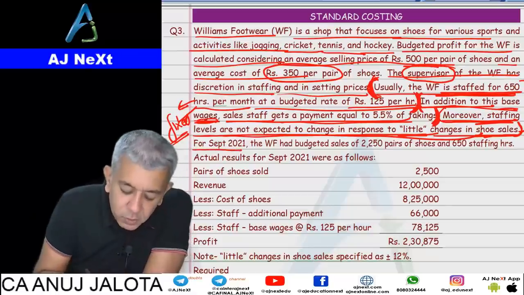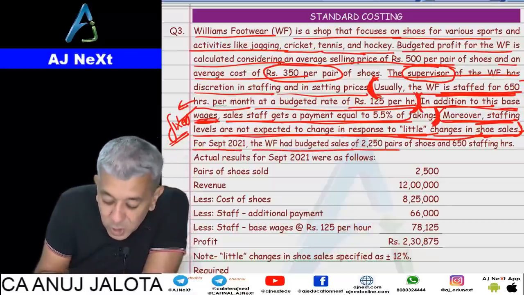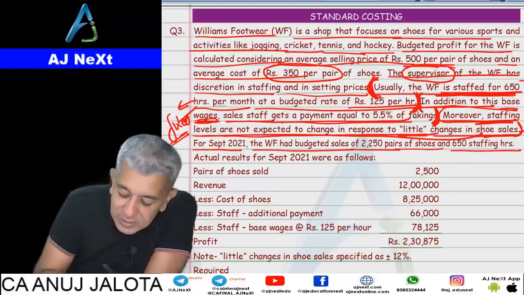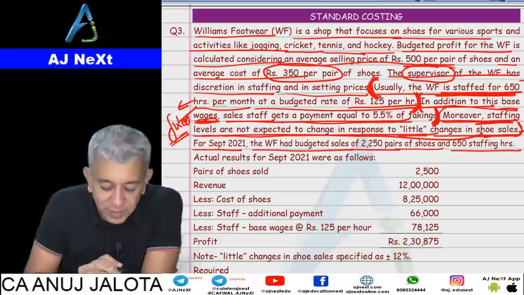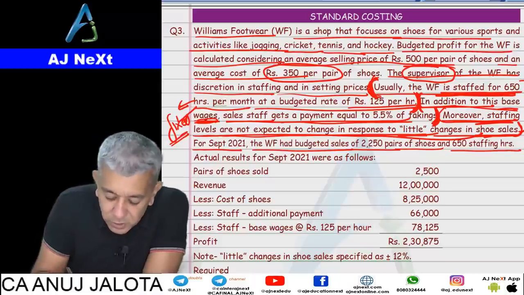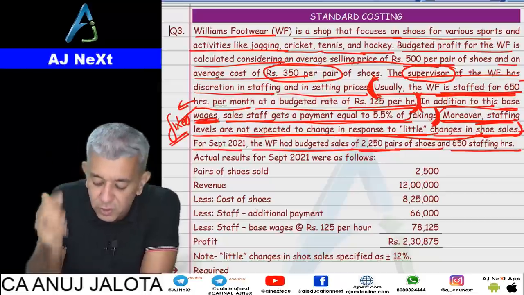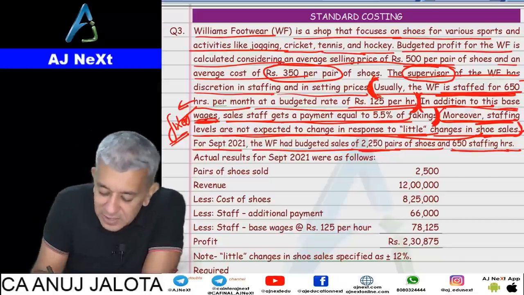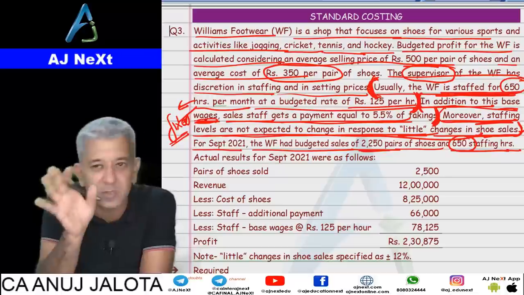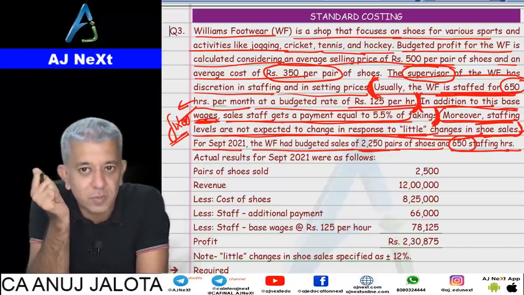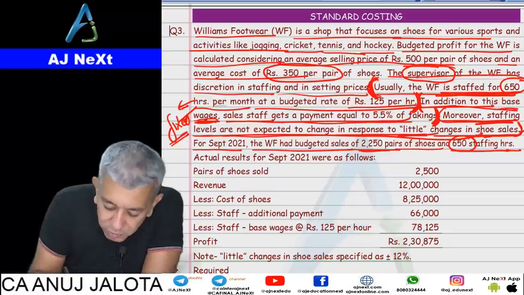For September 2021, WF had budgeted sales of 250 pairs of shoes and 650 staffing hours. So when they had made the budget for September 2021, they had thought that the number of shoe sales will be 250 and 650 staffing hours. This 650 is the same as this particular 650. So that's not a problem. And we had thought that 250 pairs will be getting sold.